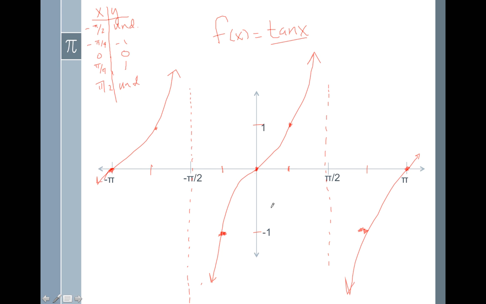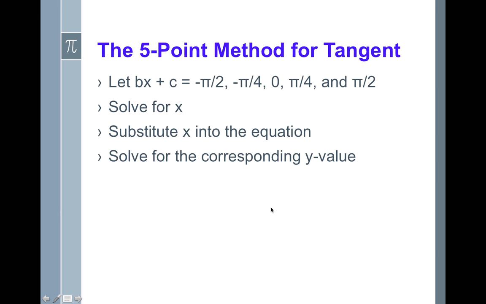So I'm going to mention here the 5-point method for tangent. I'm not going to mention it for cotangent, but we're going to use the same kind of idea here. We're going to let the bx plus c be those 5 values that I chose to use on my table from the last page. And just like with sine and cosine, you're going to solve for the new x value. You're going to substitute that x into the equation and solve for the corresponding y value, and you're going to get this table of new values, right? You're not going to use negative pi halves and so on up here. You're going to use your new x values, plug them in, and get the new y values.